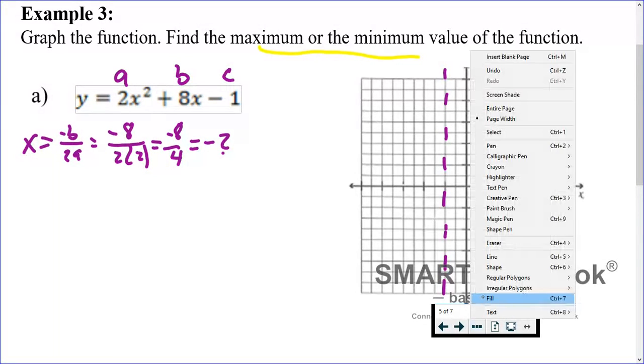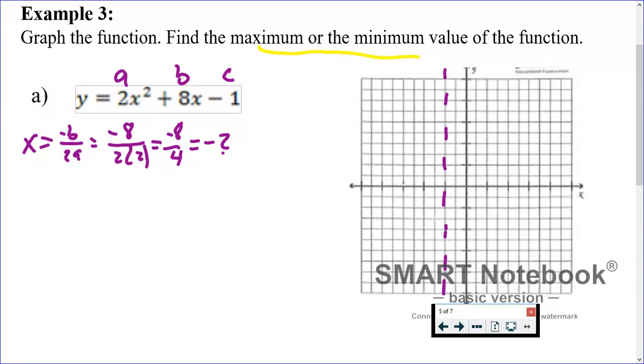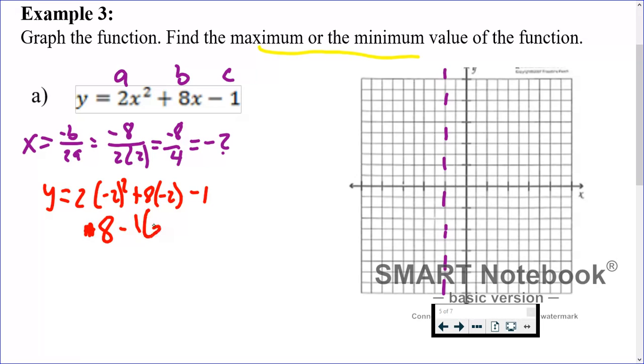We're going to find the y-coordinate of the vertex. Same way, we're going to substitute that negative 2 in for x. So y is equal to 2 times negative 2 squared plus 8 times negative 2 minus 1. Negative 2 squared is positive 4 times 2 is positive 8. 8 times negative 2 is negative 16, and then minus 1. 8 minus 16 is negative 8, minus 1 is negative 9. So your ordered pair is negative 2, negative 9.